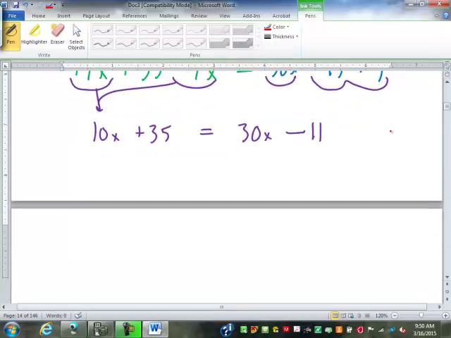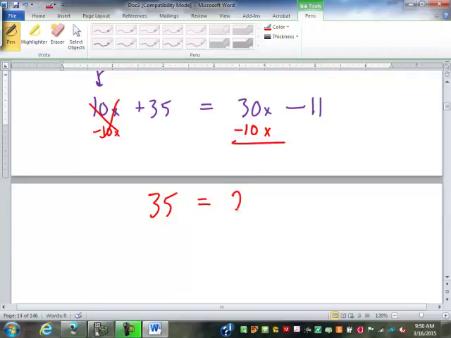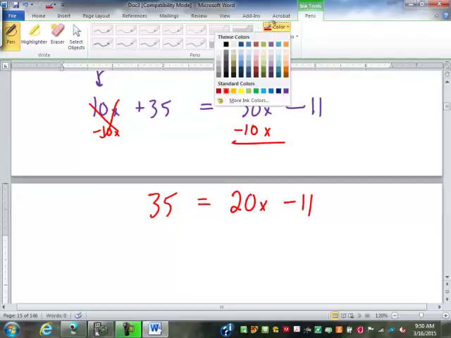Well, the variable still appears on both sides, so we have to get rid of one of them. The smaller is the 10x, so we're going to get rid of 10x by subtracting 10x. It is now gone, leaving us with 35 over here. We have to remove 10x from the other side. The only place we can take it is from the 30x. 30x minus 10x is 20x, and we still have the negative 11. Now what?